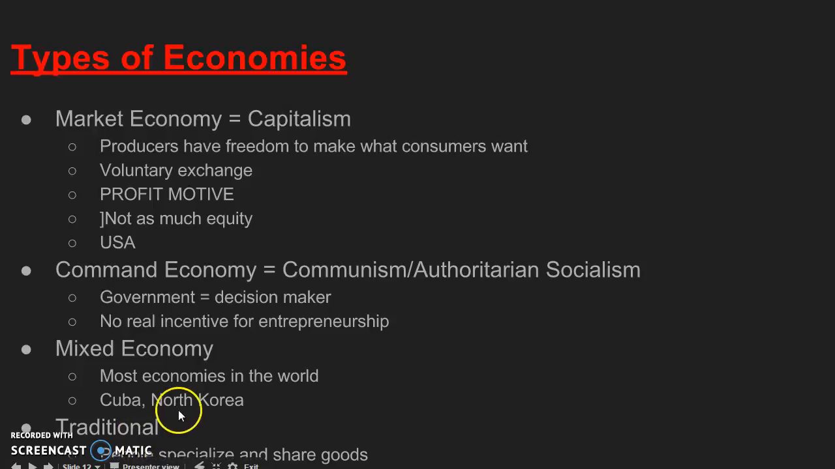And then the last one would be traditional economies, where it's the old school, almost like cavemen, where people specialize, have a specialized role, and then they share goods. All right?